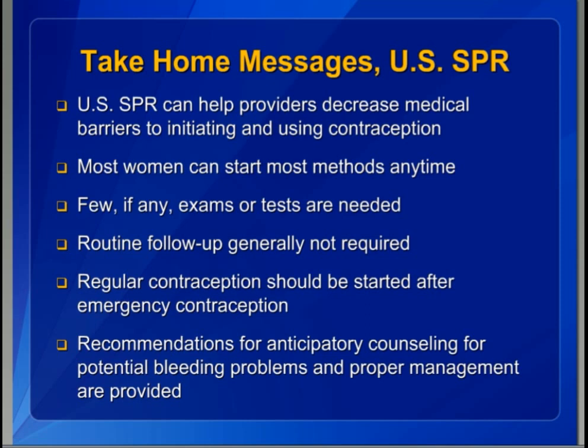Many options for emergency contraception are available, including the copper IUD and different formulations of pills, and there are many circumstances for which emergency contraception should be considered. Regular contraception should be started after emergency contraception use. And finally, bleeding problems are a major reason for contraceptive discontinuation, and recommendations on anticipatory counseling before starting a method and management of bleeding problems are provided within the SPR.